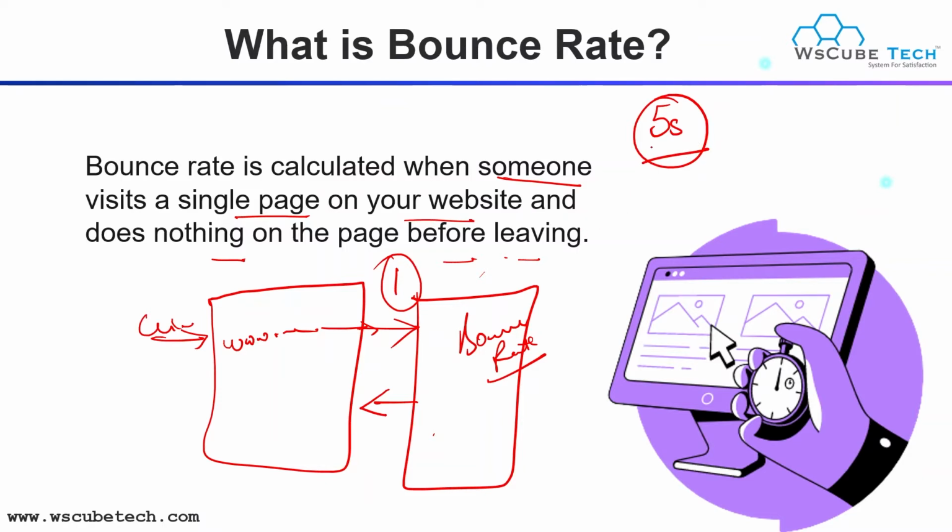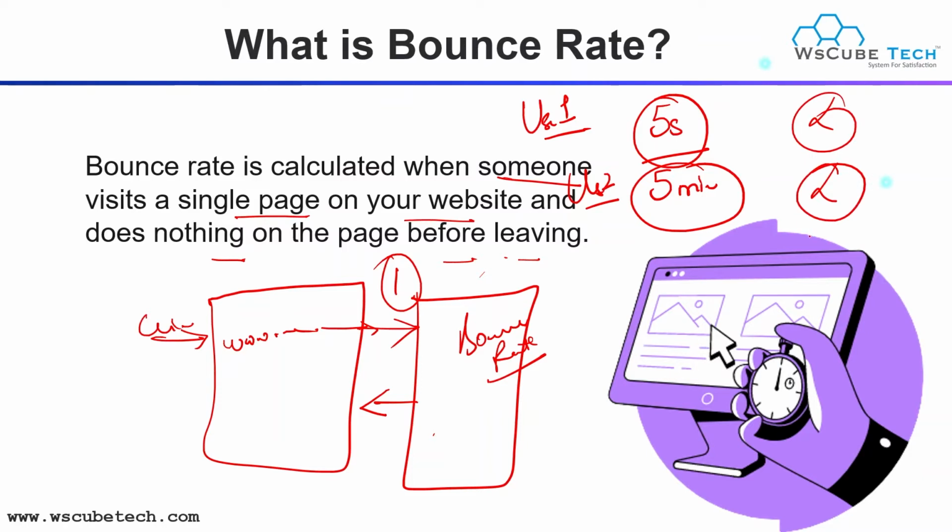But what happens if a user spends 5 minutes on your website? We have two types of users. Let's suppose user 1 spent 5 seconds on your website and user 2 spent 5 minutes on your website. In terms of your bounce rate, both these users are null leads. Why? Because in both cases, users simply visit your website and immediately leave.